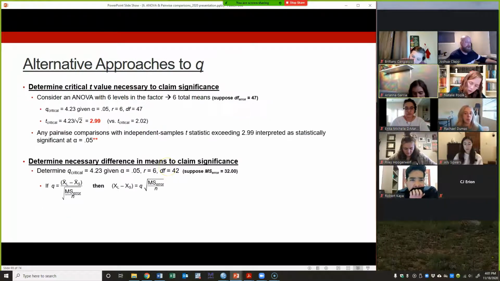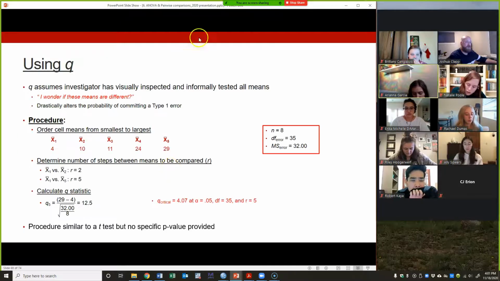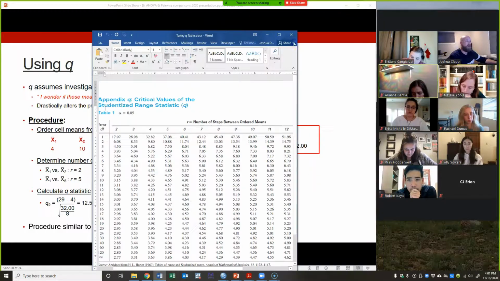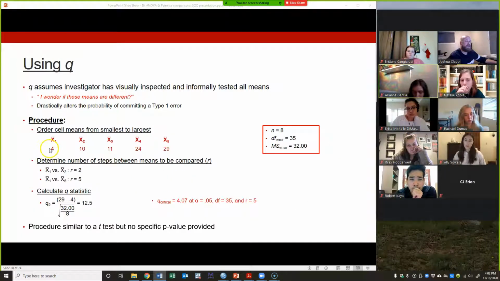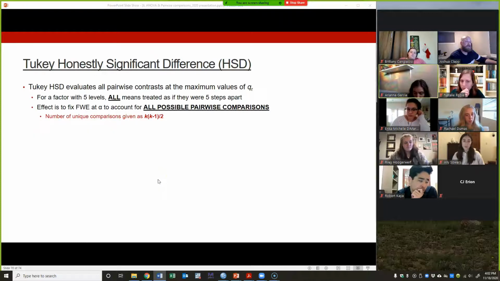So with Tukey's HSD, all of the comparisons we're making are made with critical Q at R equals 5. Okay, so here we just have one critical value, and it's the max value, the one for the biggest comparison. Because again, if we look at 20 degrees of freedom, we see that as R, the number of steps between my means, increases, my critical Q gets larger and larger. So instead of having a unique critical value for each comparison depending on the distance, Tukey's HSD just sets R to the max value.